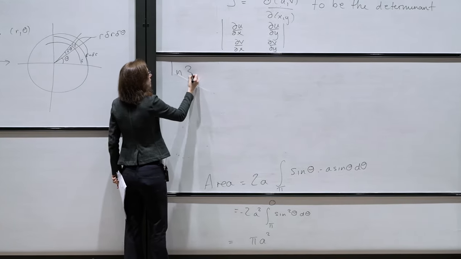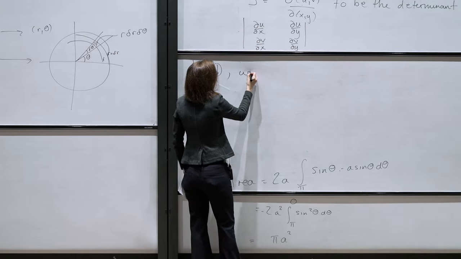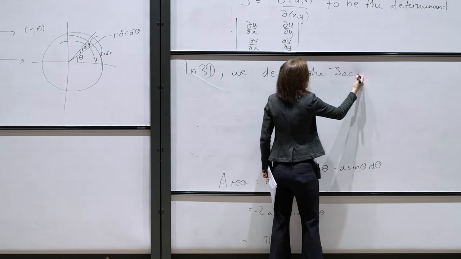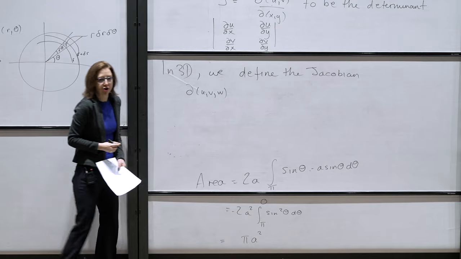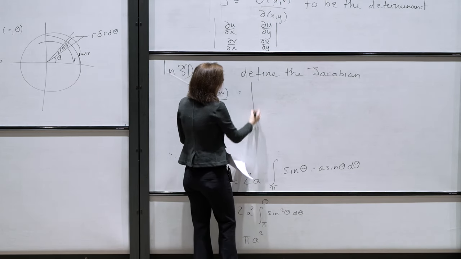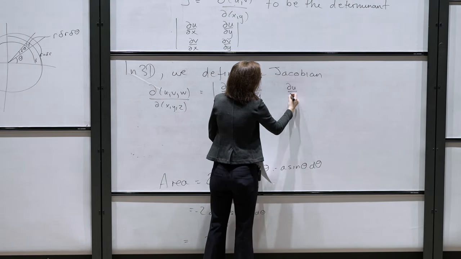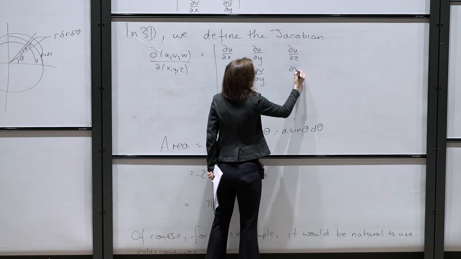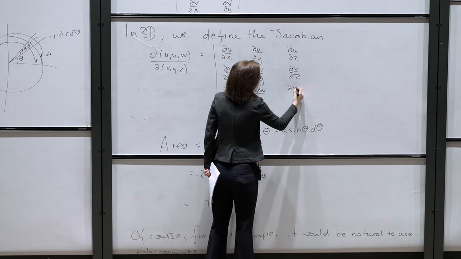We're also going to need it later in three dimensions. So we thought so far about area integrals, but we'll be moving on to volume integrals. And so we need the equivalent definition in three dimensions. And in fact, we just define it in the way you would expect. So we define the Jacobian then to be partial (u, v, w) over partial (x, y, z), let's say w for the third coordinate, which is going to be the determinant of du/dx, du/dy, du/dz, dv/dx, dv/dy, dv/dz, dw/dx, dw/dy, dw/dz.